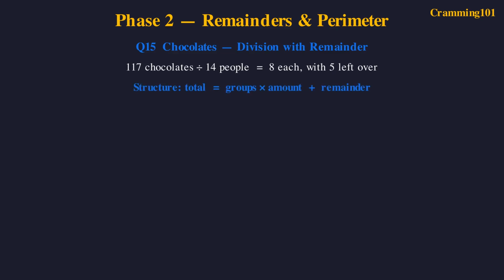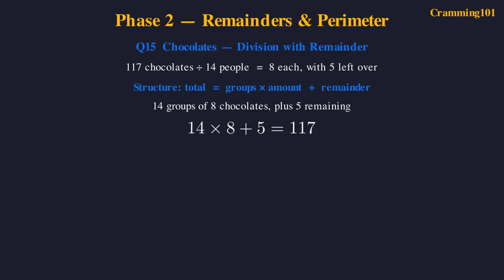Think of it like this. There are 14 groups. Each group has 8 chocolates. That gives 14 times 8. But there are also 5 chocolates left over. So we add the remainder. 14 times 8 plus 5 equals 117. The answer is E. Here is the trap.